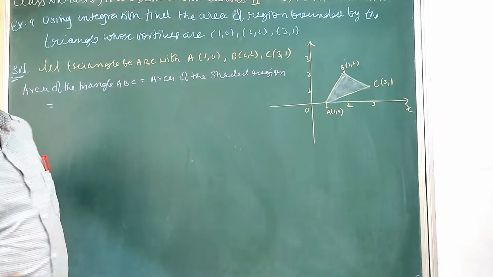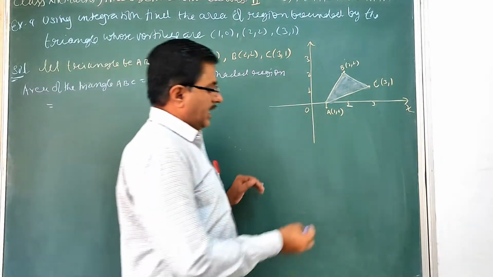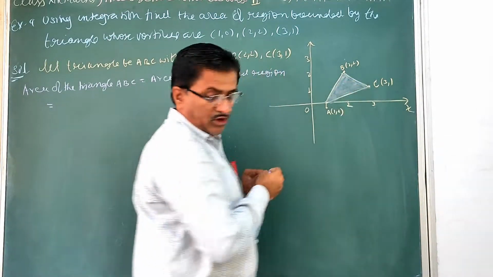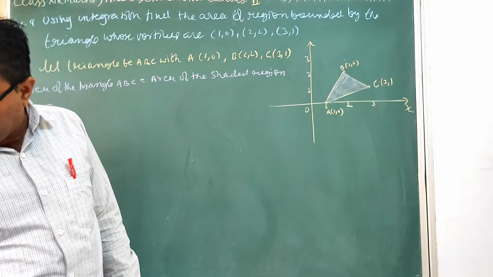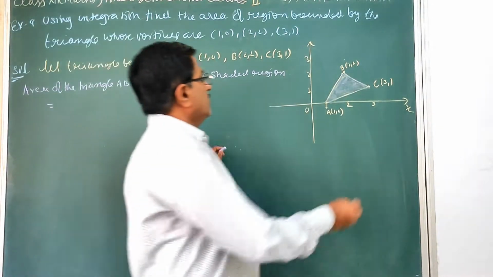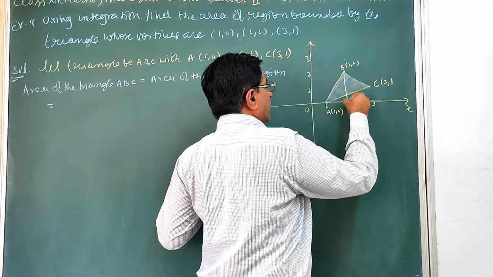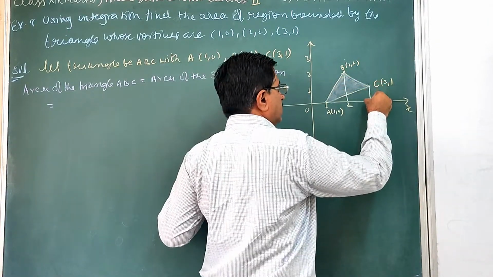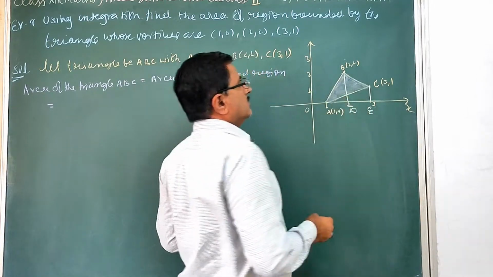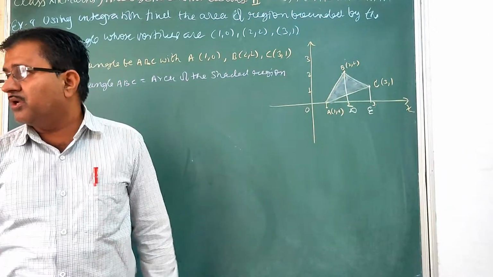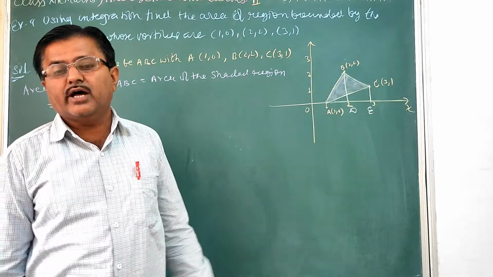Now see, this area can be found out as here we draw line from B on x-axis, from C on x-axis. So that point B and E. So now this is very important. Now we can consider the area.